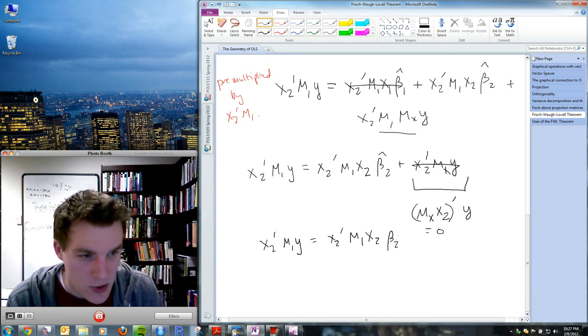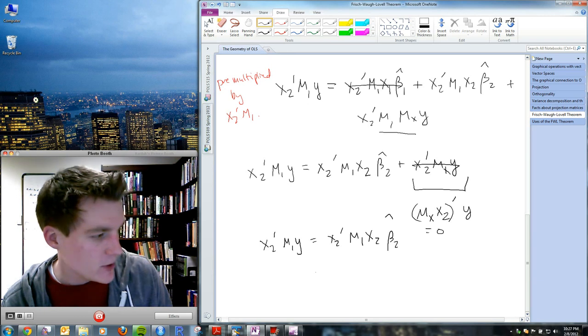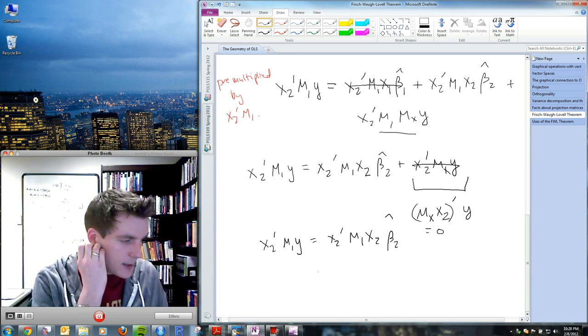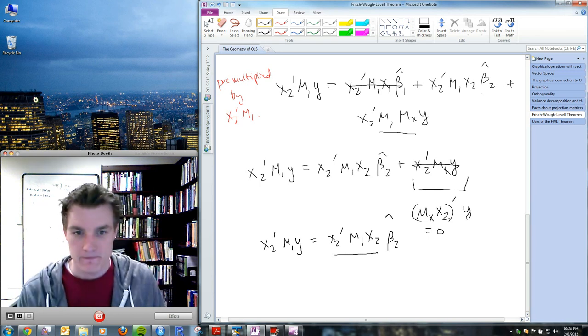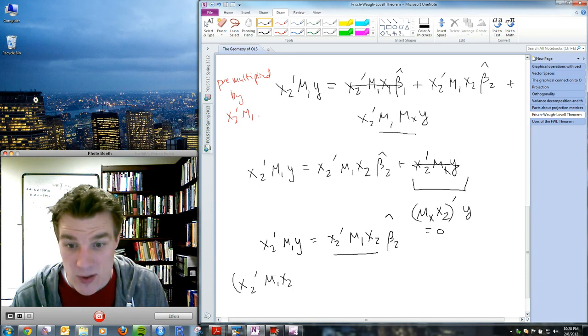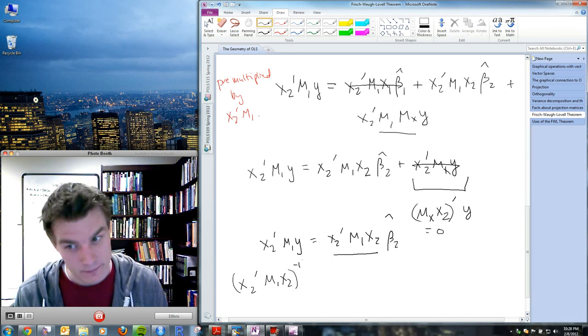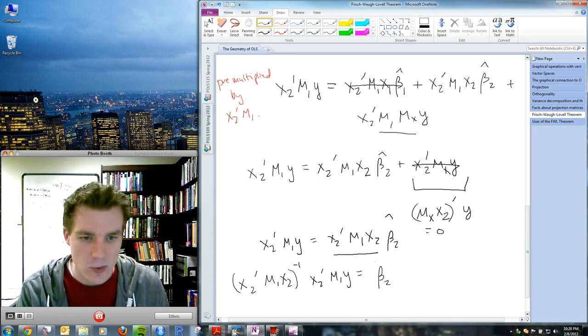x2 beta 2 hat. Okay, now what I'm going to do is pre-multiply by the inverse of x2 transpose m1 x2. That's a very important difference. Then the inverse of x2 transpose m1 x2 times x2 transpose m1 y equals beta 2 hat.